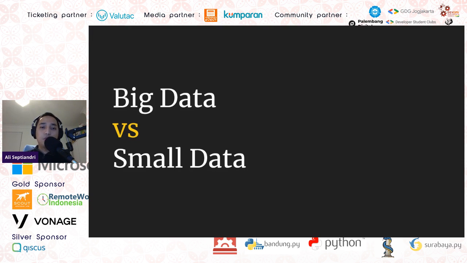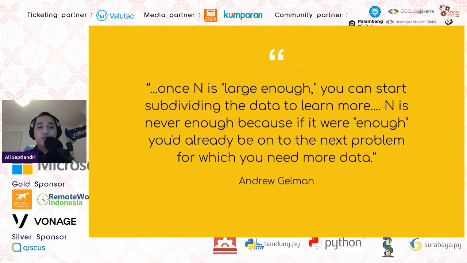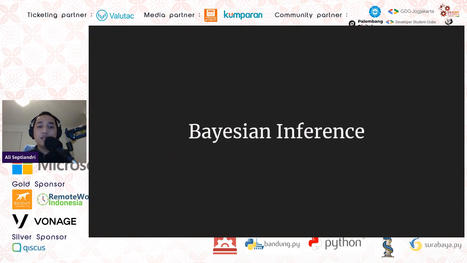So in some cases you don't have the luxury to get big data, so you have to deal with small data. And also, when you're talking about big data, as Andrew Gelman said, once n is large enough, you can start subdividing the data to learn more. So n is never enough, because if it were enough, you would already be on the next problem for which you need more data. In exploratory data analysis, we always do subgroup analysis, and for that we need more data. But if it is big enough, then we can do subgroup analysis, and so on and so forth. So you kind of always deal with small data at the end of the day, and for that you may find Bayesian inference useful.